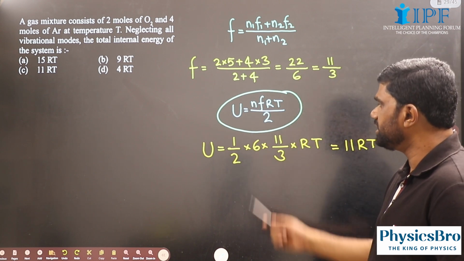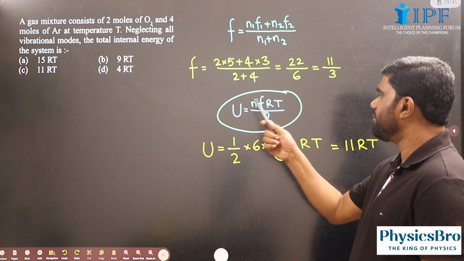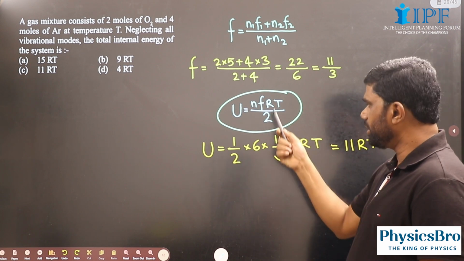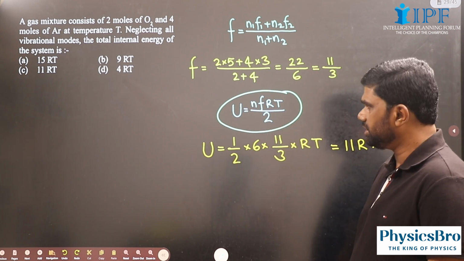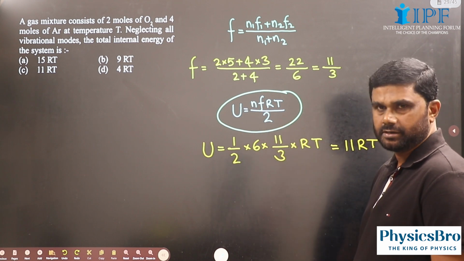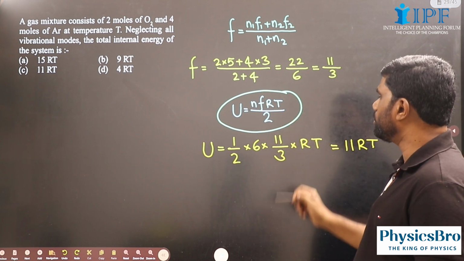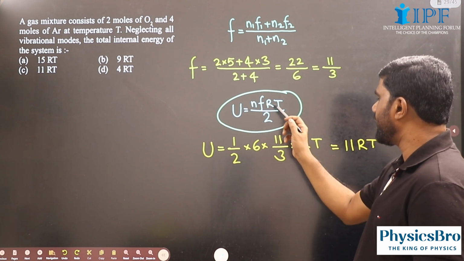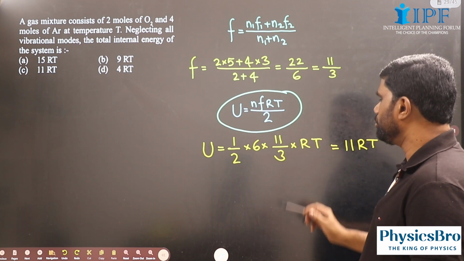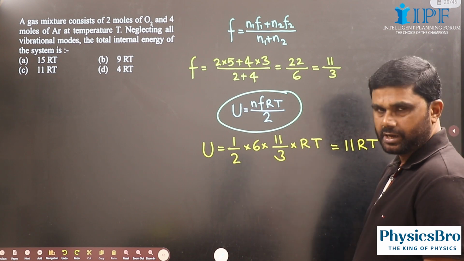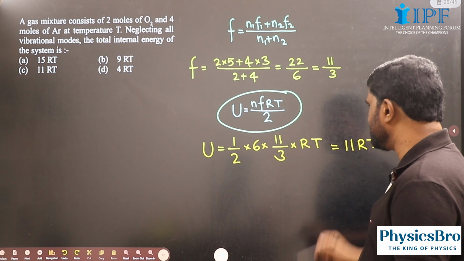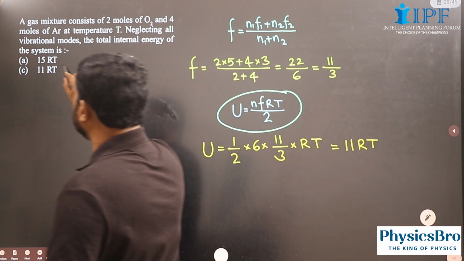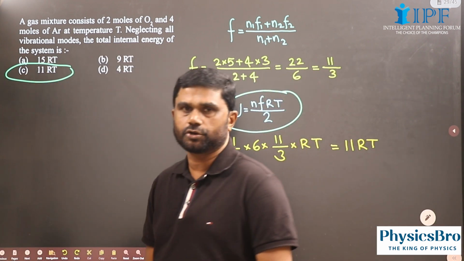Okay, now let's find the internal energy. See nfRT by 2. See that 1 by 2 half I have written first. Then the number of moles is 6. Okay, degrees of freedom I have got 11 by 3. Okay, then capital R and T. Okay, so this 3 into 2, 6. 6 and 6 can be cancelled. So we will get 11RT. So this must be the correct option.